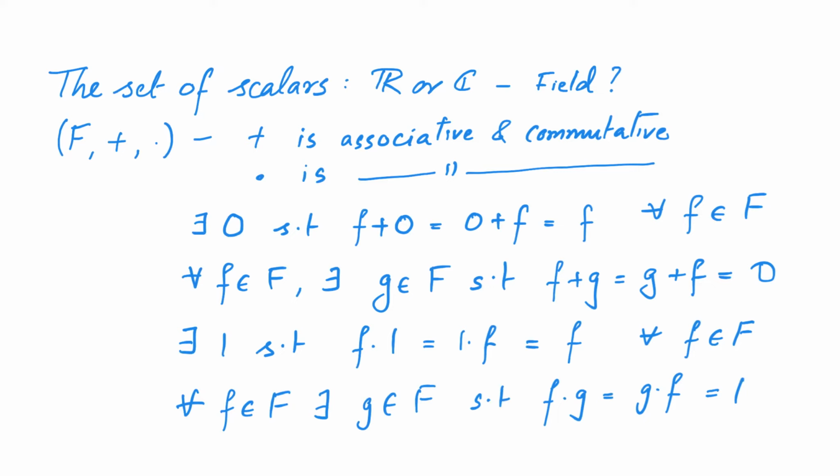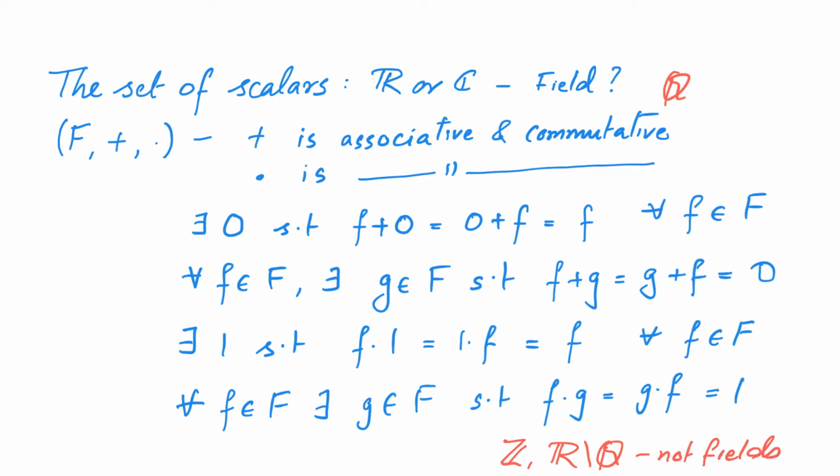Can we name another example of a field? Of course, Q is another example. What about some non-examples? Z with addition and multiplication is not a field. Similarly, the set of irrational numbers with addition and multiplication is not a field. So these are both not fields.